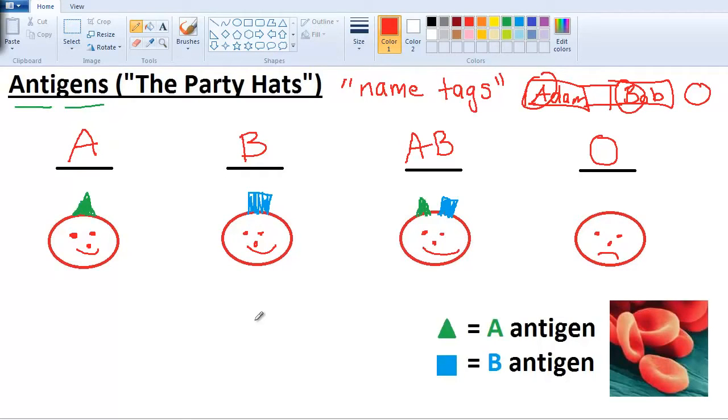One last thing, remember the red blood cell, it's not that elliptical shape. It has that concave shape to it.